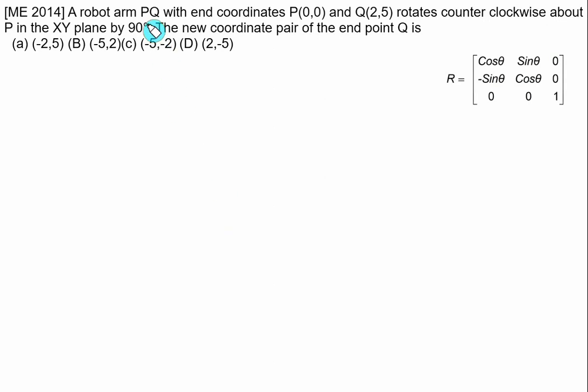A robot arm PQ with the end coordinate P (0, 0), that is the origin, and Q (2, 5), rotates counterclockwise about the point P in the XY plane by 90 degrees. The new coordinate pair of the end Q you have to calculate.